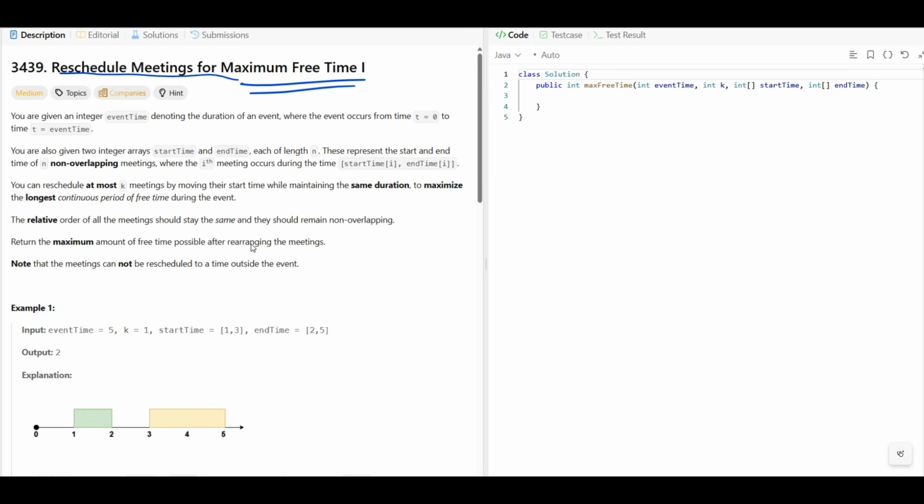The problem says we are given an integer event time. This is the event time given in example 1. Event time is the total duration of a day, that is, time goes from t0 to t5. We can say that, right? The total duration of a day goes from t0 to t5, and the event time is 5.